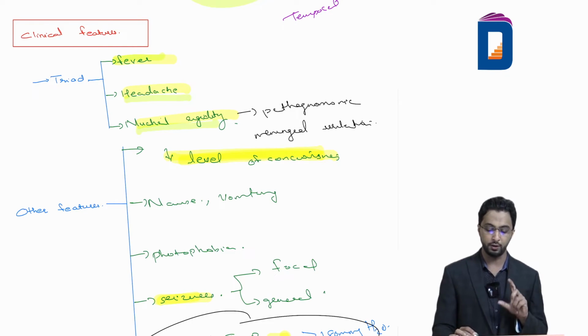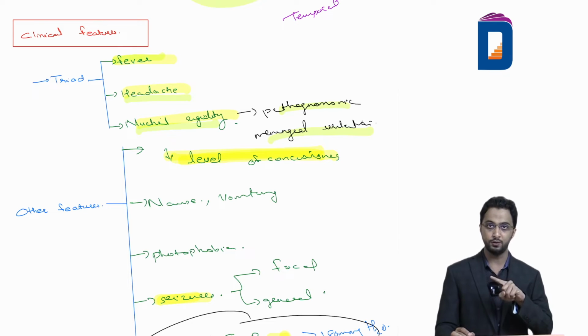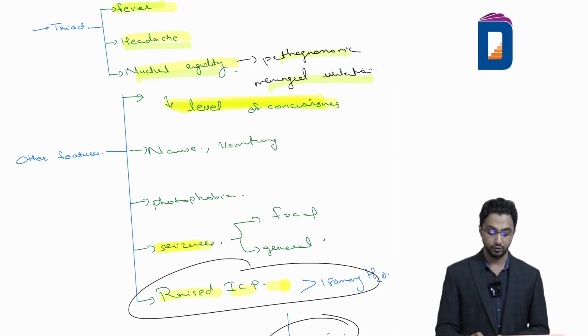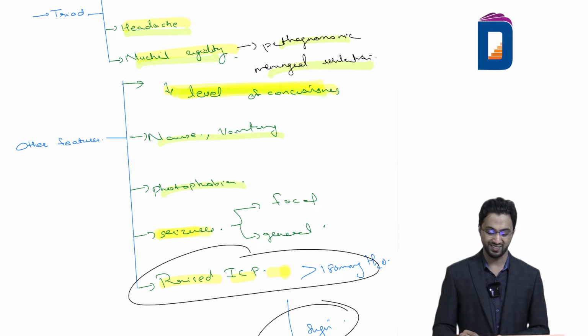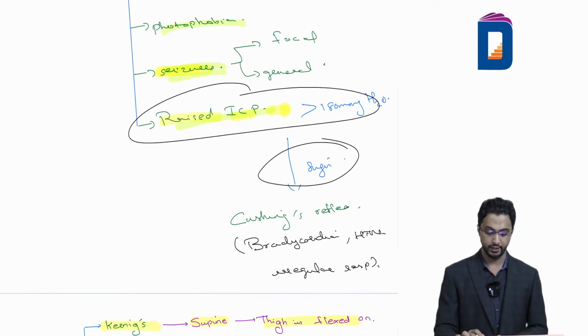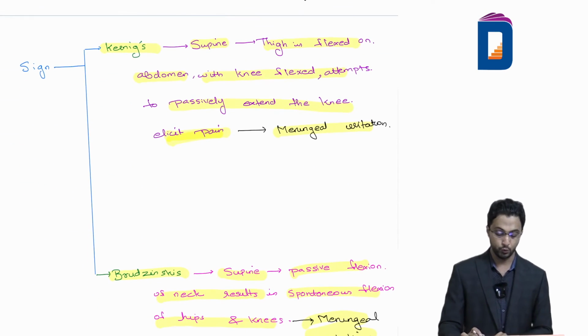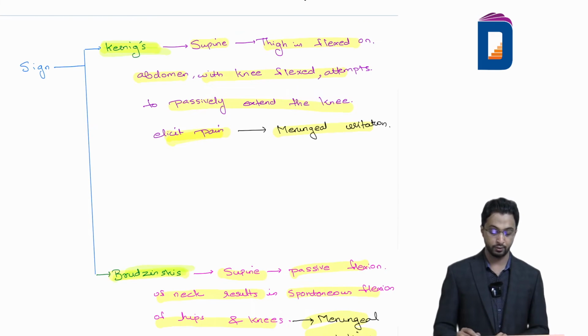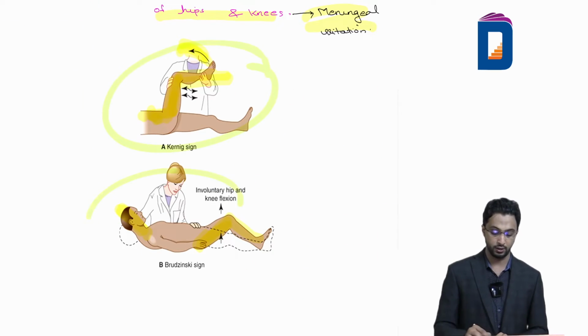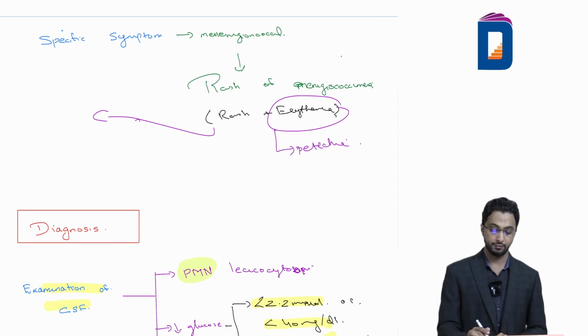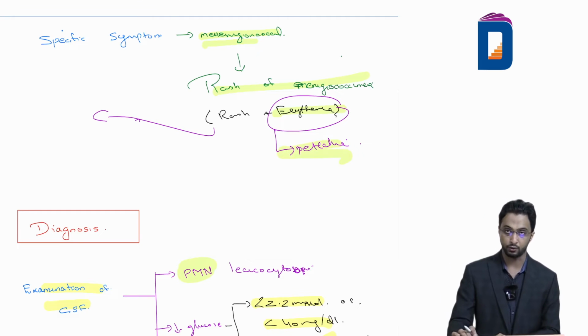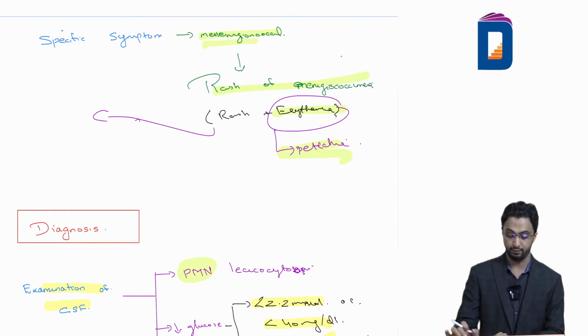Nuchal rigidity is very pathognomonic of meningeal irritation. Two signs we also studied about meningeal irritation. Then decreased level of consciousness, nausea, vomiting, photophobia, seizures, and raised ICP. A very classic sign of increased ICP is Cushing's reflex: bradycardia, hypertension, and irregular respiration. Two signs, Kernig's sign and Brudzinski's sign. Remember these two images. Then specific to meningococcus, the rash, which can later become petechiae, which differentiates it from viral infections.